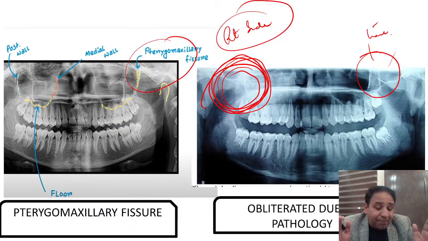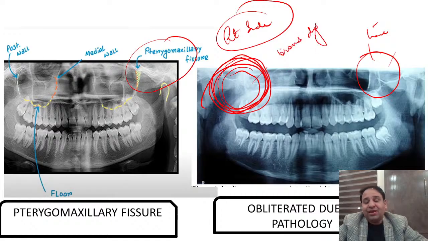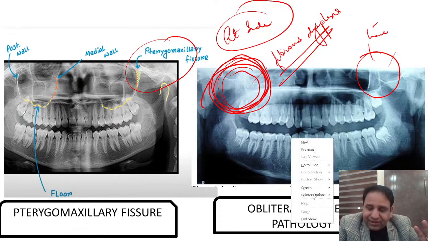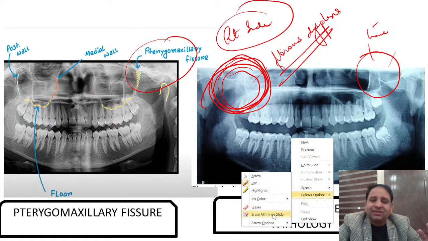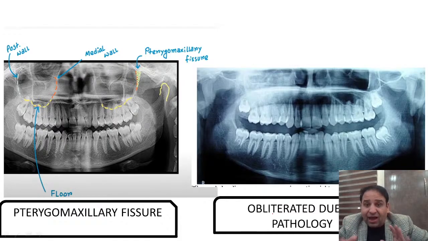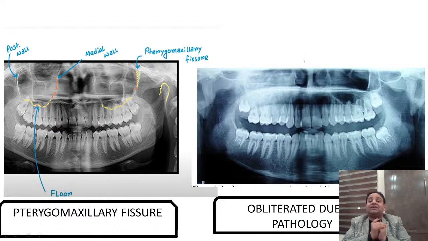On the right side it is completely obliterated, and we have fibrous dysplasia on the right side. If we see carefully, on the right side, I'm removing all the ink things, the trabeculae are granular, and we have a characteristic ground glass appearance on the right side.